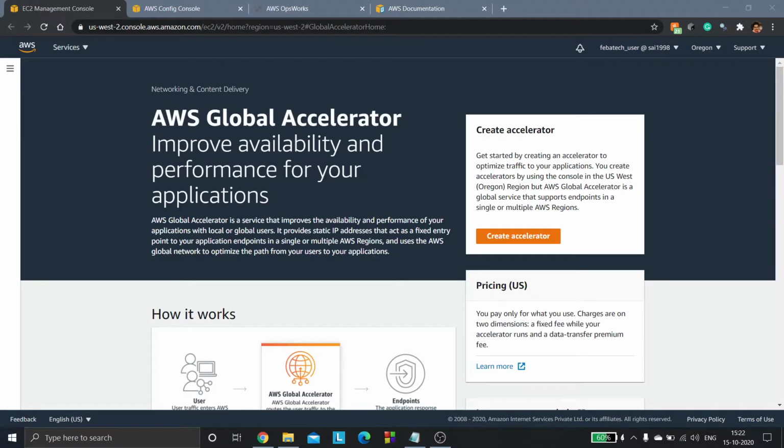The next service is the AWS Global Accelerator. It's a service that improves the availability and performance of your applications with local or global users. What happens in this service is that a request from the user is directly sent to the Global Accelerator, and it straight away communicates with the AWS endpoints, which serve the content. The benefit of using the service is that the latency is reduced by up to 60%.